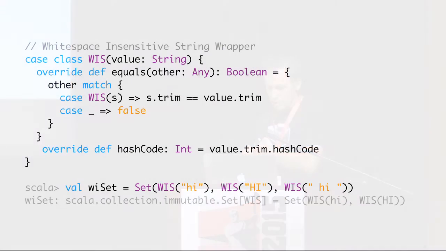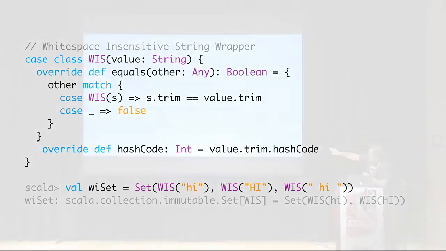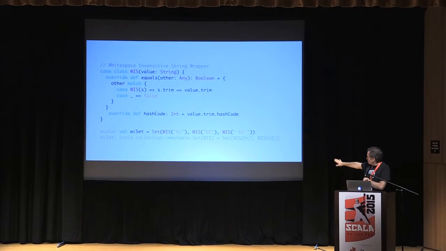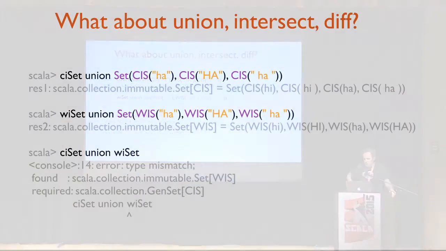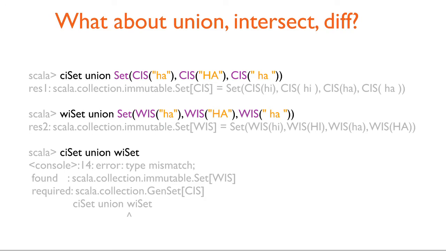And here's another one, which is a whitespace insensitive string. I just trim both sides. So when you put the same things in a whitespace insensitive set, I keep the lowercase hi and the uppercase hi, but I don't have the hi with spaces around it, because it trimmed that and sees it as the same as the first one. So that's not too difficult. That's what people do. It's a little bit of boilerplate because you have to wrap it every time.